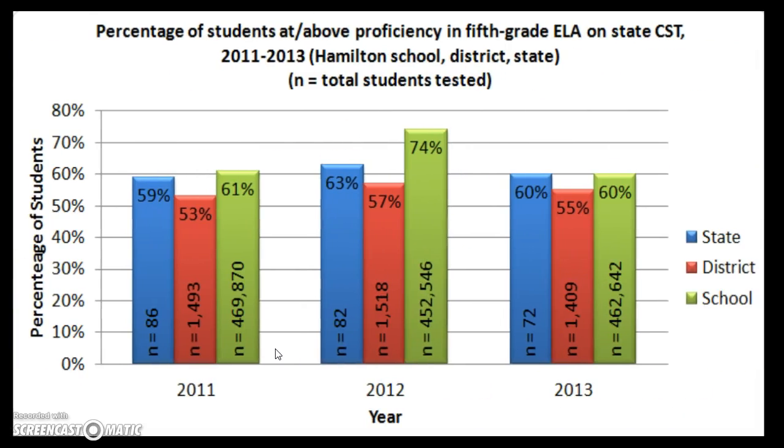Our 5th grade did a little bit differently. They performed either as well as the district and the state or a little bit better. As you can see in 2011, we had 61% proficiency, a little bit higher than the district and the state. In 2013, we scored the same as the state and a little bit higher than the district. And only in 2012 is when our students outperformed the district and the state.